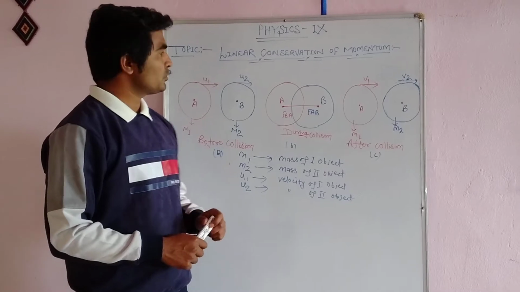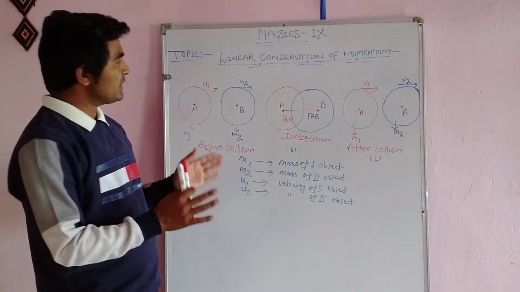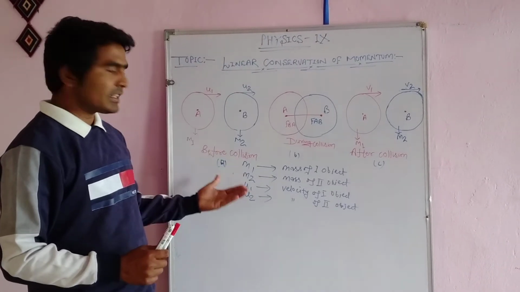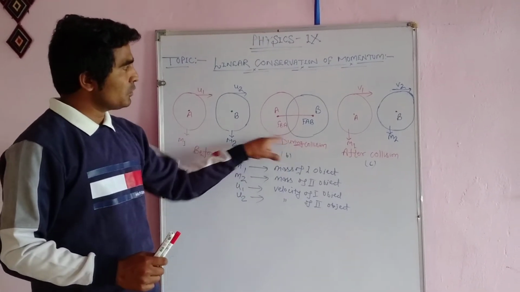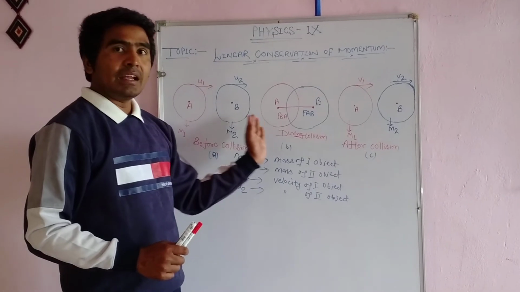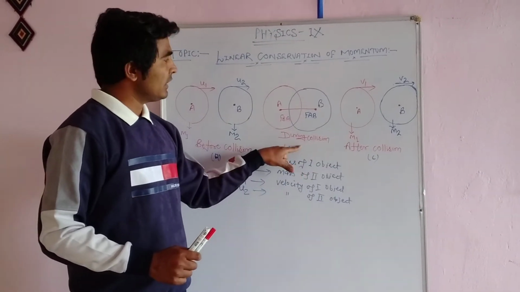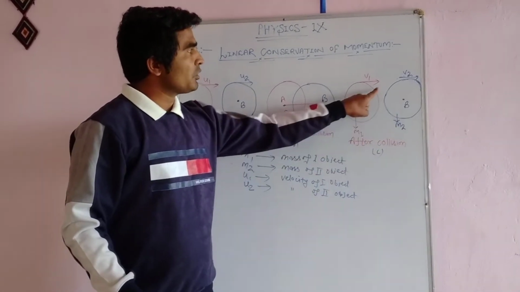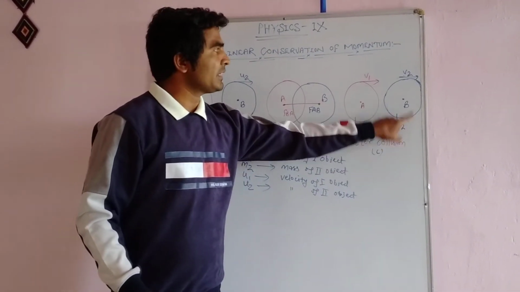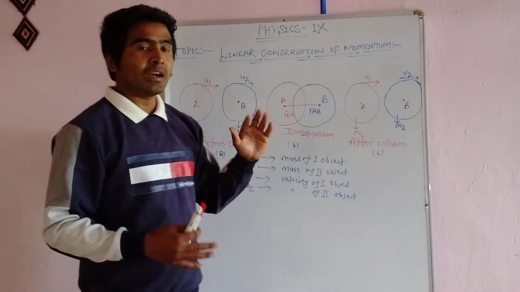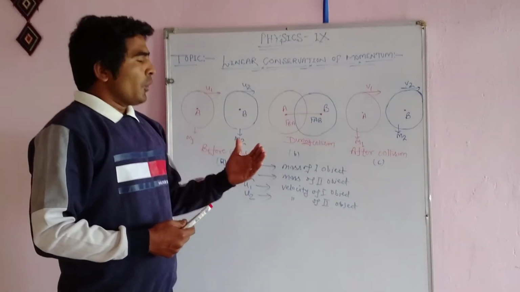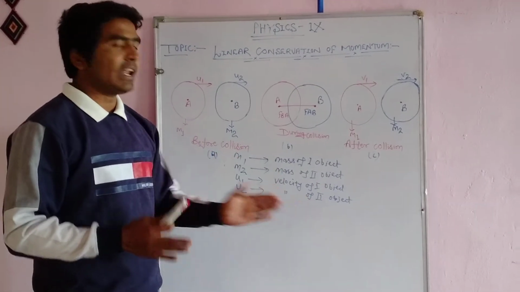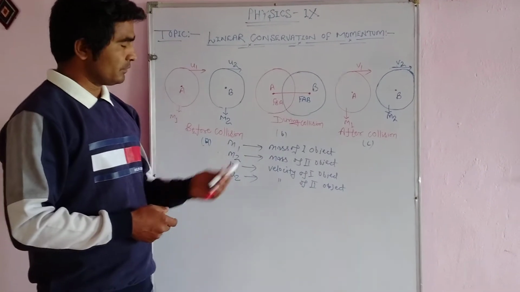In this case, dear students, when any two objects collide with each other, these are the conditions of both the objects before collision. When both the objects interact with each other, collide with each other, then after collision velocity changes. The velocity of the first object is v1 and the velocity of the second object is v2. According to the theorem, we have to prove the sum of their momentum before collision and after collision remains constant.